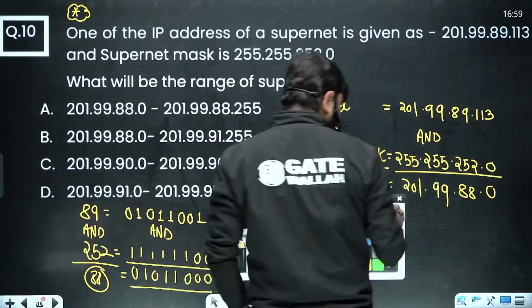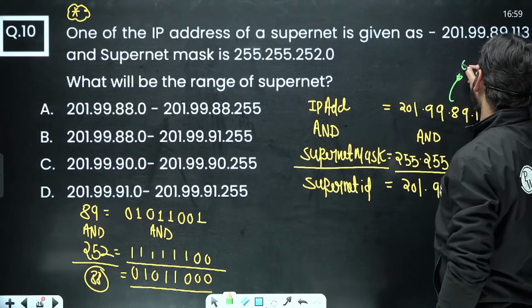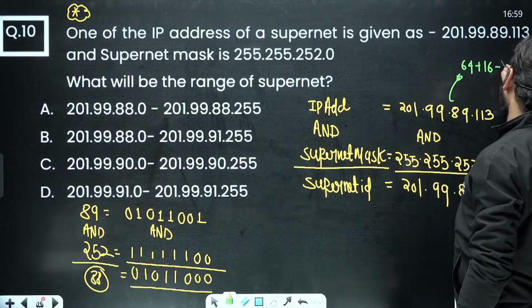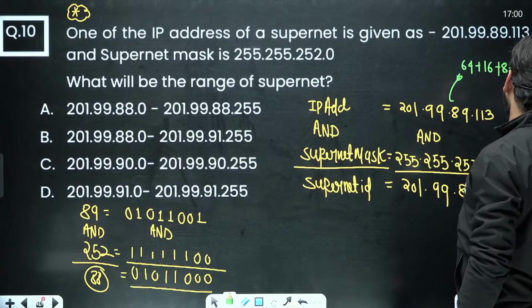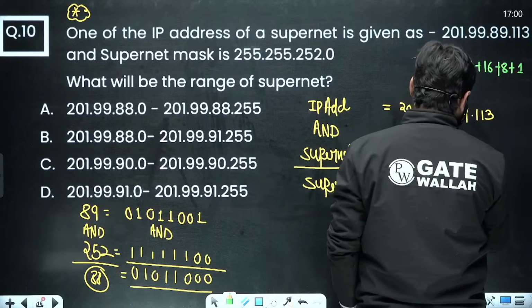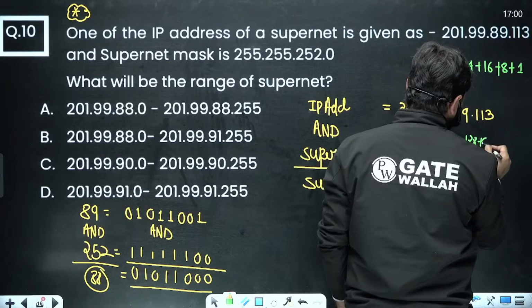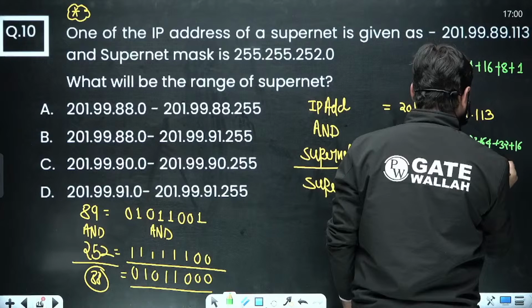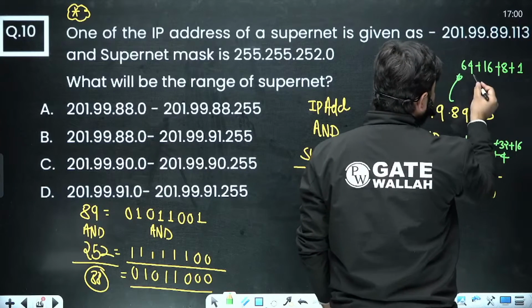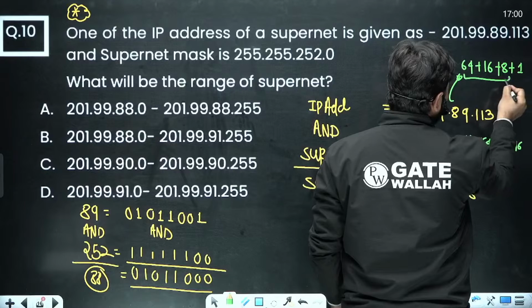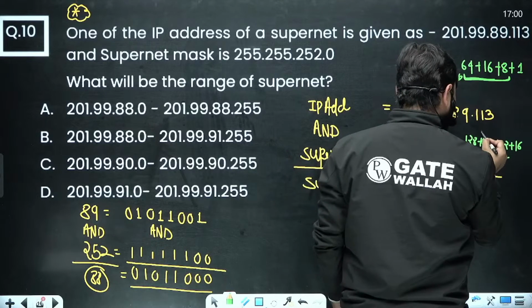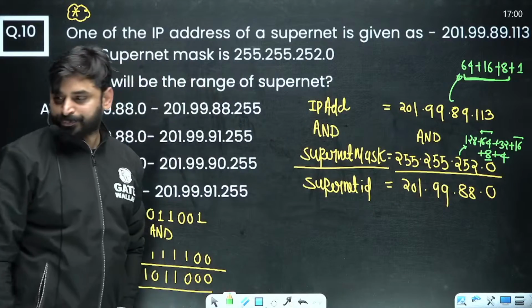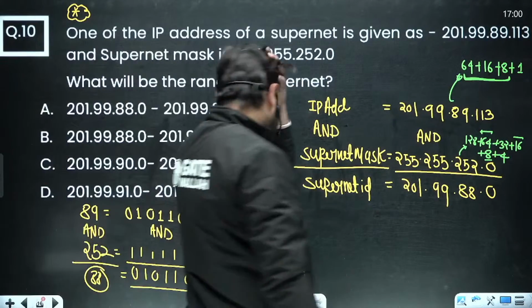We have many methods here. We can easily find this 89. How can we write? 64 plus 16, 80 plus 8, 88 plus 1, 89. 252, how can we write here? 128 plus 64 plus 32 plus 16 plus 8 plus 4. What is common here? This is 64 plus 16 plus 8, 88. Okay. Clear? Now let me solve.